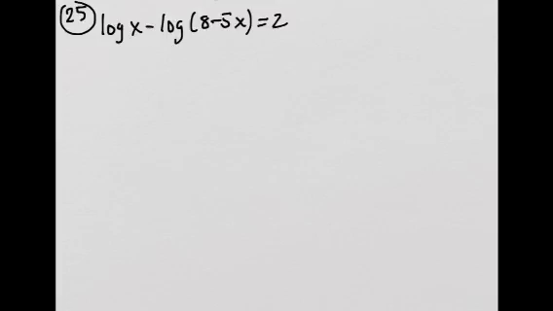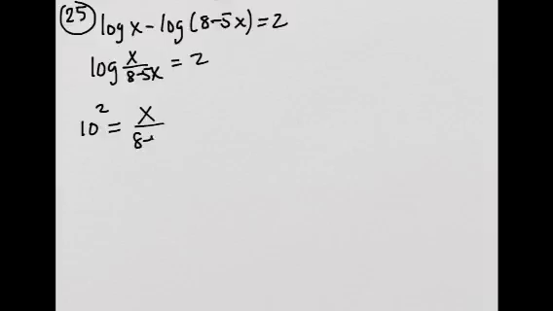Alright, so because they have the same base 10, I'm going to combine them as a single log. So the difference of the logs is the log of the quotient. So this becomes log of x over 8 minus 5x equals 2. Now I'm going to convert it to exponential. So base is 10 squared equals x over 8 minus 5x. So now I have 100.